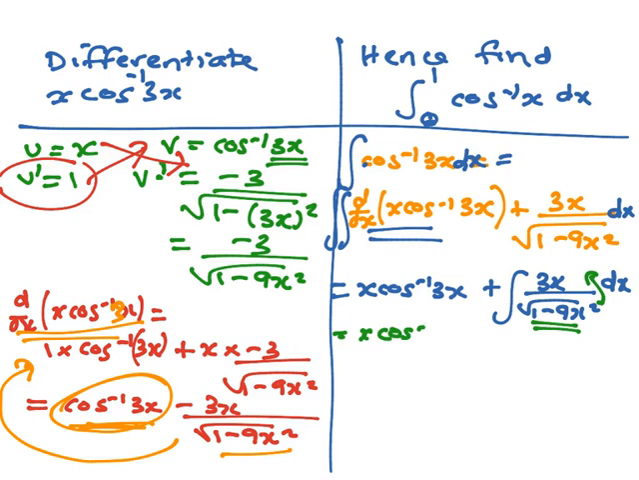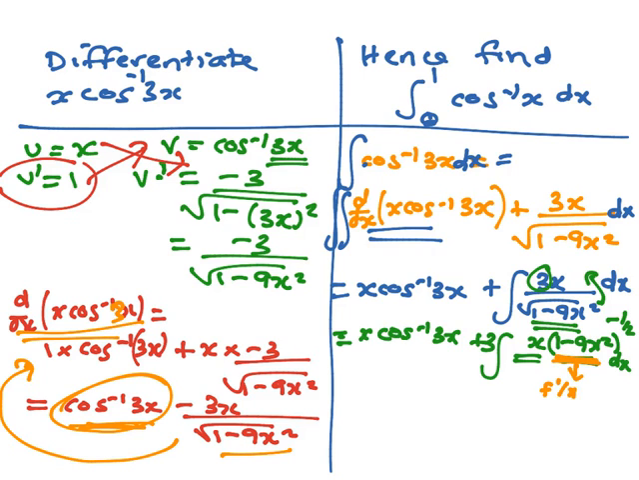So it's x cos⁻¹(3x) plus the integral. Now I'm going to take the 3 out of x (1 minus 9x squared) to the minus a half dx. Okay, so that's the function, and there's its derivative. The derivative of 1 minus 9x squared, the f'(x), is actually equal to minus 18x. So that means that you need a minus 18 there, so you need to divide by minus 18.